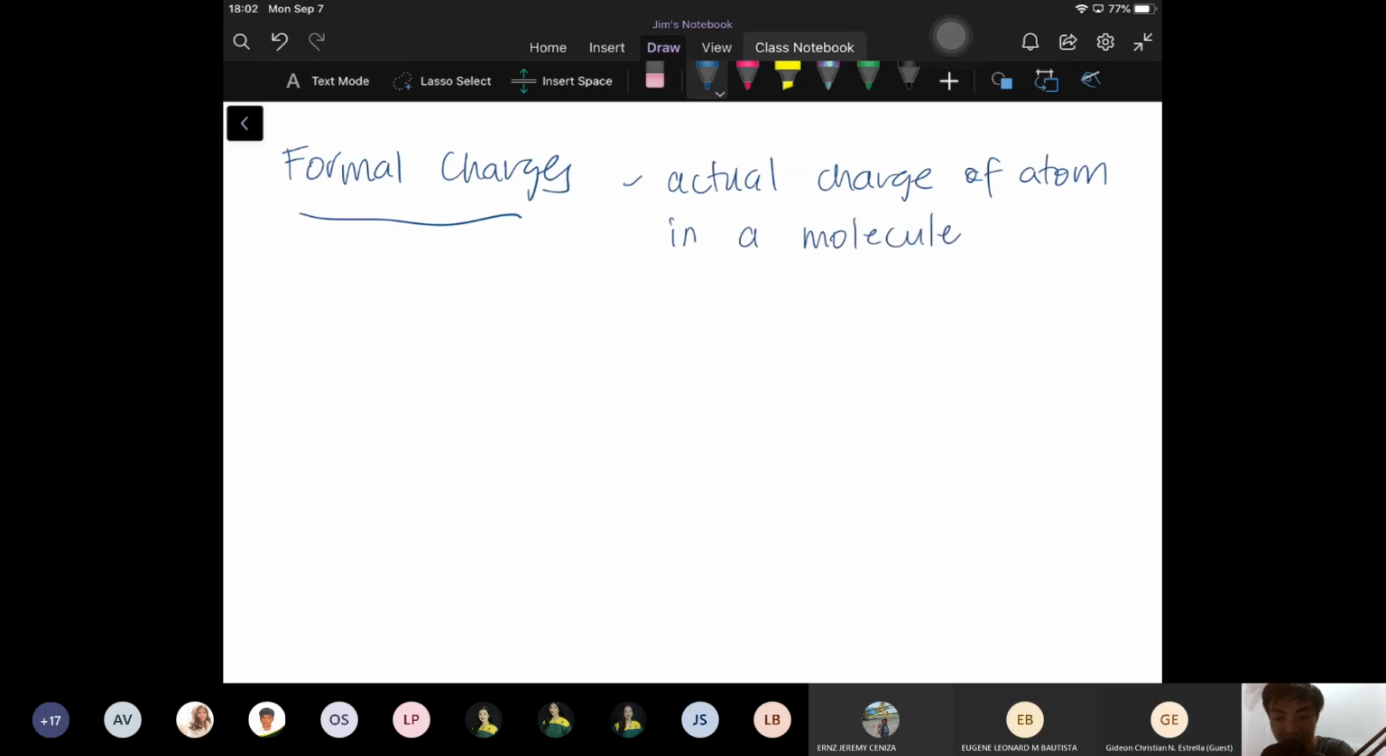So malalaman natin kung ano yung actual charge niya. And ano yung formula? Ang sabi nila, the formal charge is the difference of the valence electrons minus the electrons shared to it. Okay, so paano yan? So ang ginagamit ko na term doon is should minus have. Okay. So formal charge is should minus have. Oh, sir, ano na naman yung equation na yan? Madali lang to, promise.